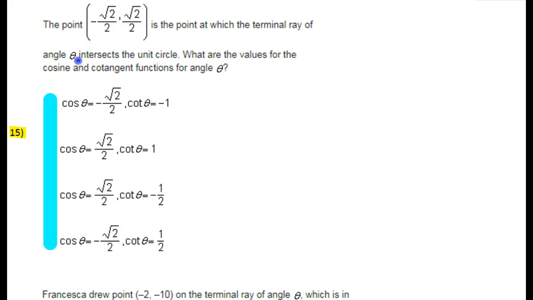Okay, here's a key phrase right here. Intersects the unit circle. They're just telling us that this point is on the unit circle. So let's draw a little diagram, and the main point of this diagram is to think about what quadrant we're in.